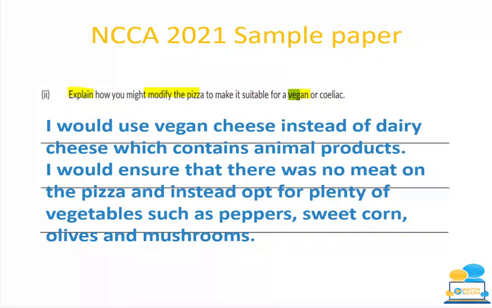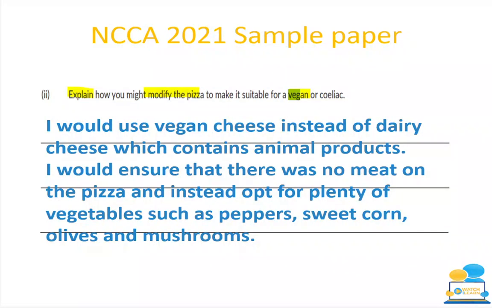So here is another NCCA 2021 sample paper. In this one it says, explain how you might modify the pizza to make it suitable for a vegan or celiac. So in this case, they didn't give you a picture or a description of what was in the pizza, you just had to come up with it. So what I would be doing is highlighting the key bits pertaining to the answer. The bit I'd be highlighting would be explain, which is my action verb, usually from a long question, so I know I have to give full sentences and a lot of detail.